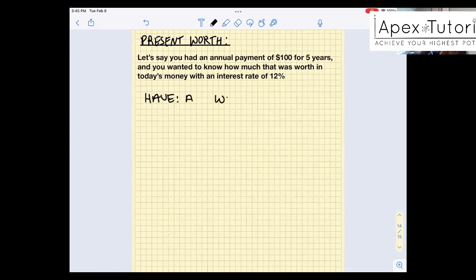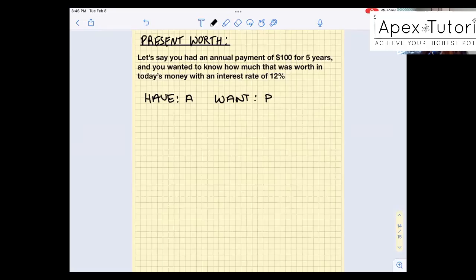And what do we want? What do we want to change it to? Final payout, F? So we want it in today's money. If we wanted an F for final, that would be in tomorrow's money or the future money. But since we want it in today's money, it would be a P. So we have an A, we want a P.